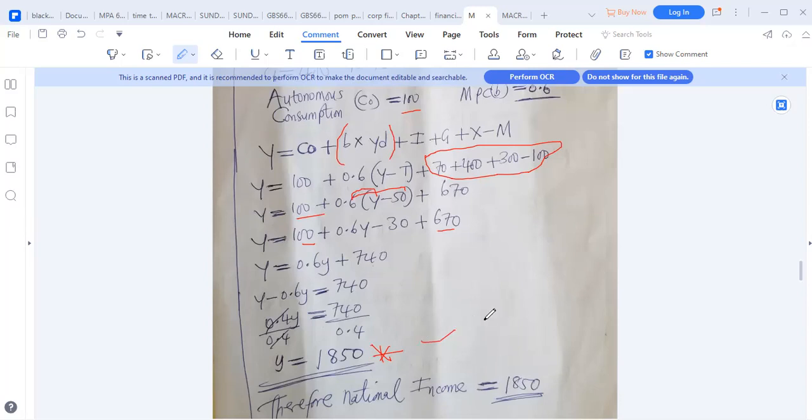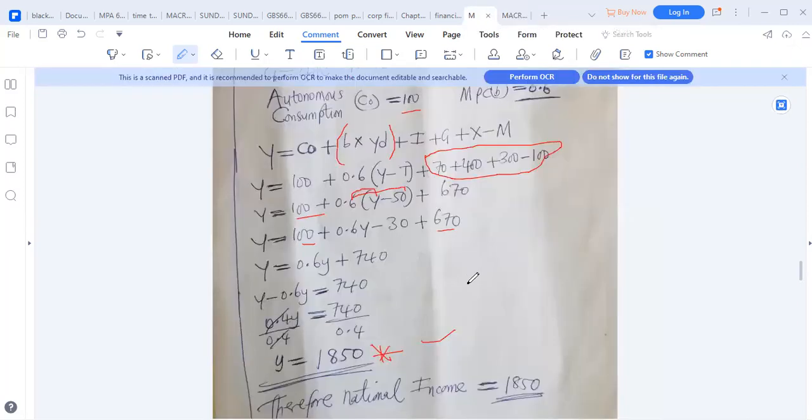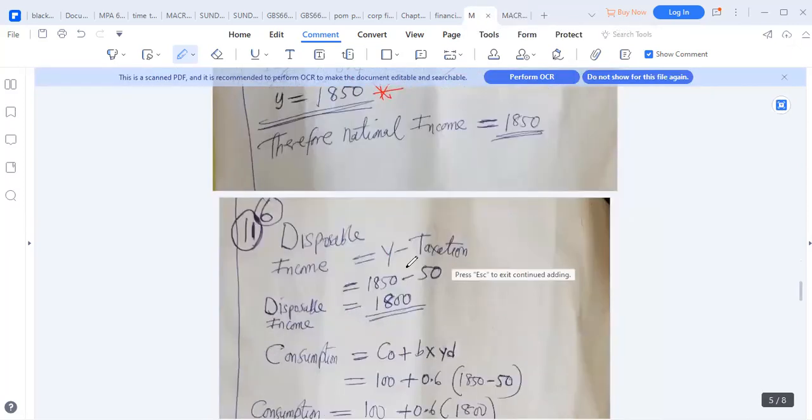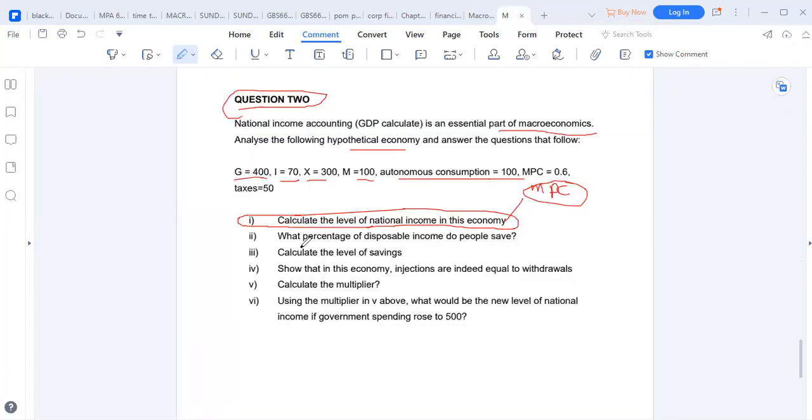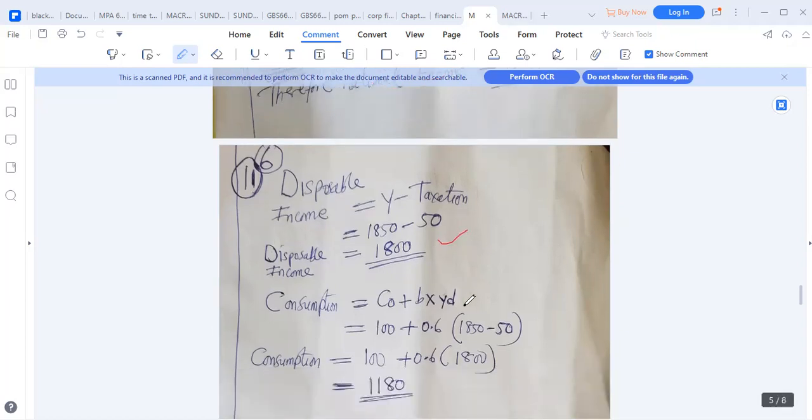After getting the national income, the first requirement of the problem, we are now supposed to calculate the other question, the disposable income. The question says, what percentage of disposable income do people save? So our disposable income is equal to Y minus taxation. So 1,850 minus 50, our disposable income is 1,800.